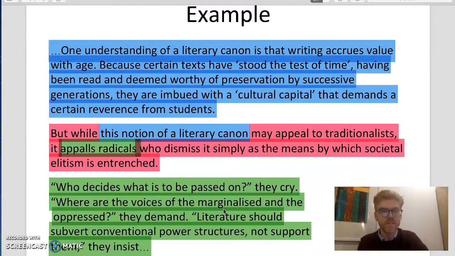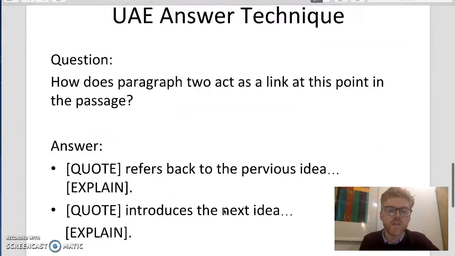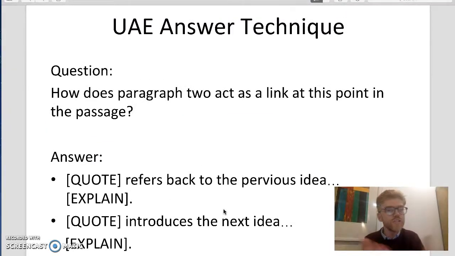So hopefully you can see that this red section is a successful link because it contains something of the idea that went before and something of the idea that is to come. So how do you then take this and turn it into a successful answer in UAE? Well, let's look ahead. So the question that you might get asked could be something like this: how does paragraph 2 act as a link at this point in the passage? Now, it might not be phrased exactly like that, but you will be directed to this concept of a link in some way.